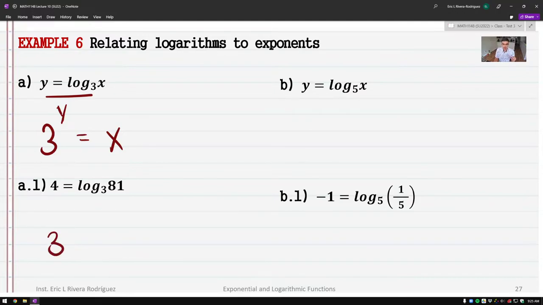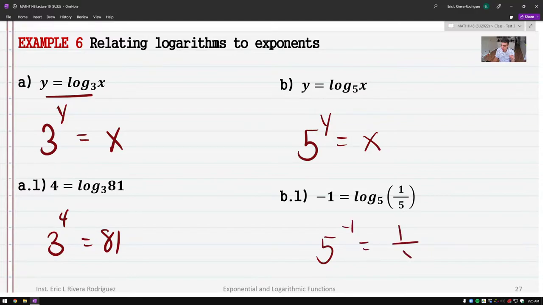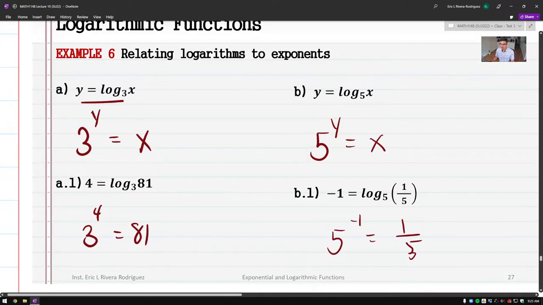So 3 raised to the power of 4 is equal to 81. And you can see that we are following the same structure. Y, or the output, in A is y. In A point 1 is 4. So that is the exponent. The base is 3. So we have the exponent that we apply to 3. And then equals the argument of the logarithmic function, which is 81, or x in A. Again here, phi raised to the power of y equals x. Phi raised to the power of negative 1 equals 1 over 5. And this makes sense with the law of exponents.